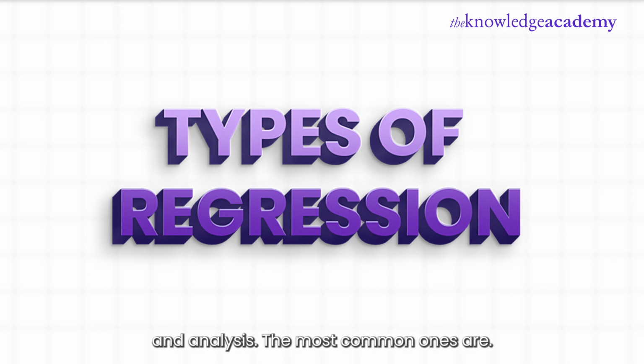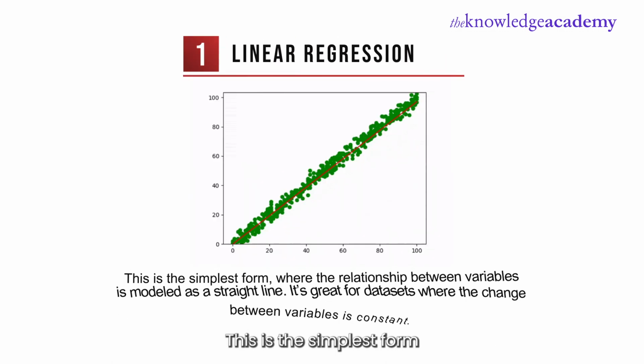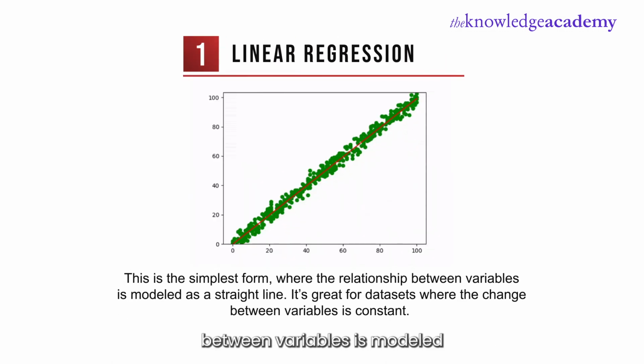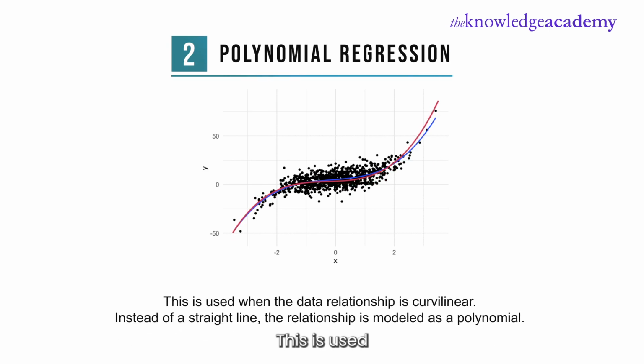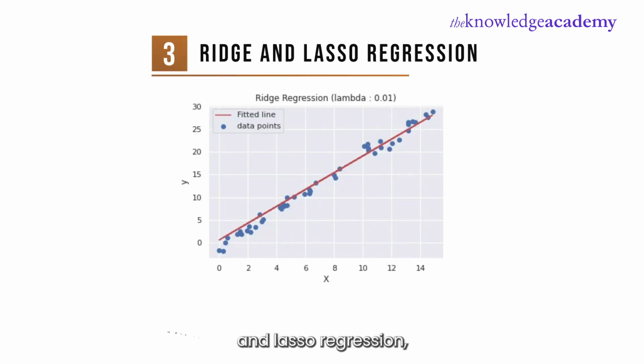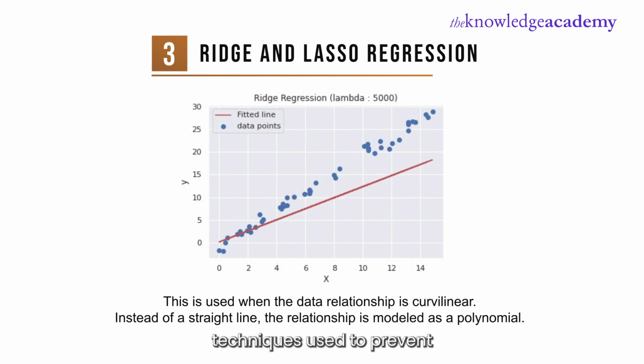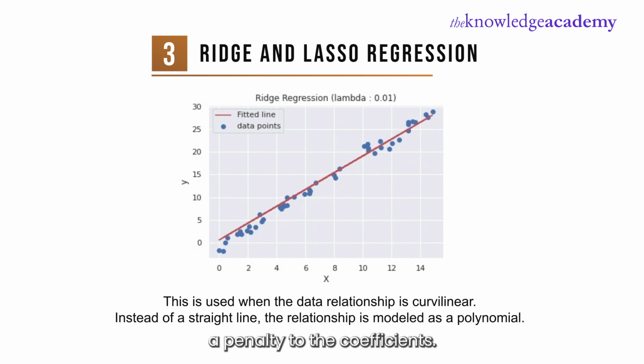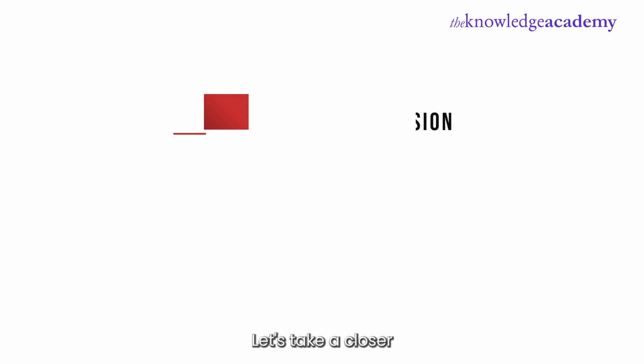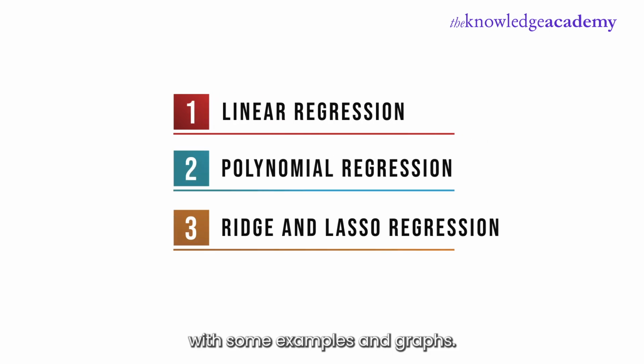The most common ones are: first is linear regression. This is the simplest form, where the relationship between variables is modeled as a straight line. It's great for data sets where the change between variables is constant. Next, polynomial regression. This is used when the data relationship is curvilinear. Instead of a straight line, the relationship is modeled as a polynomial. Lastly, we have ridge and lasso regression. These are regularization techniques used to prevent overfitting by adding a penalty to the coefficients. Let's take a closer look at each type with some examples and graphs.